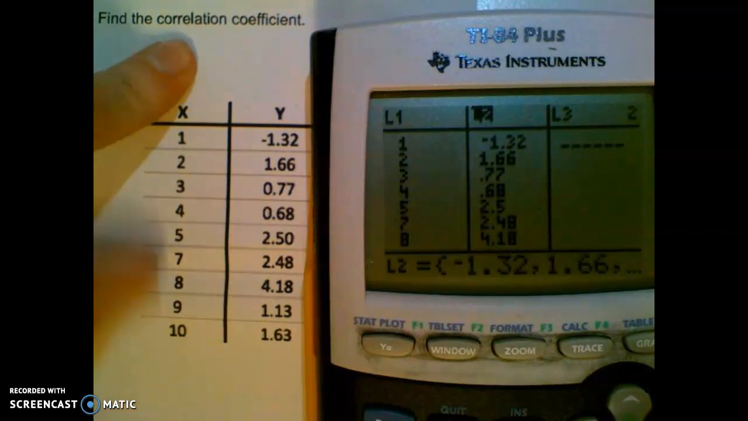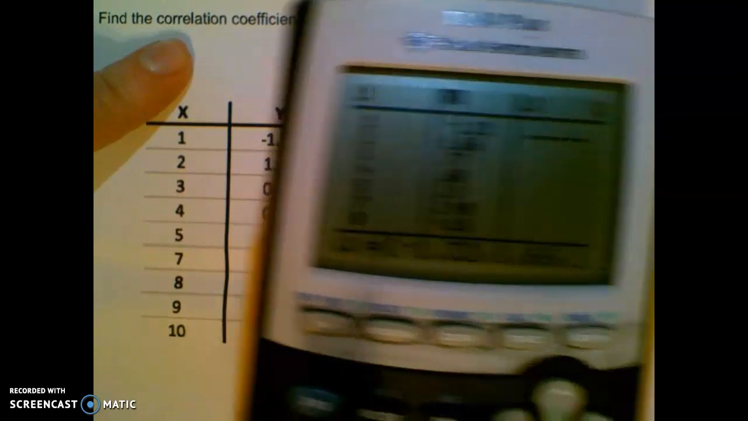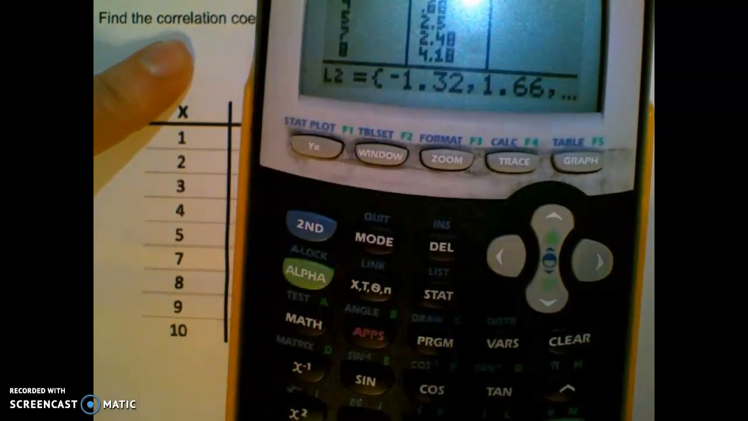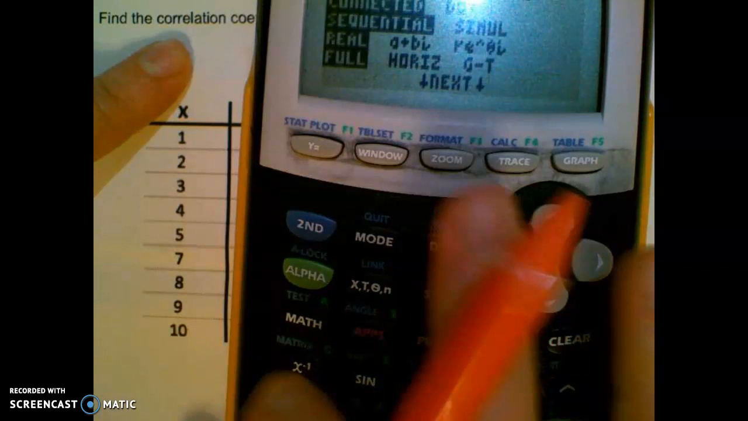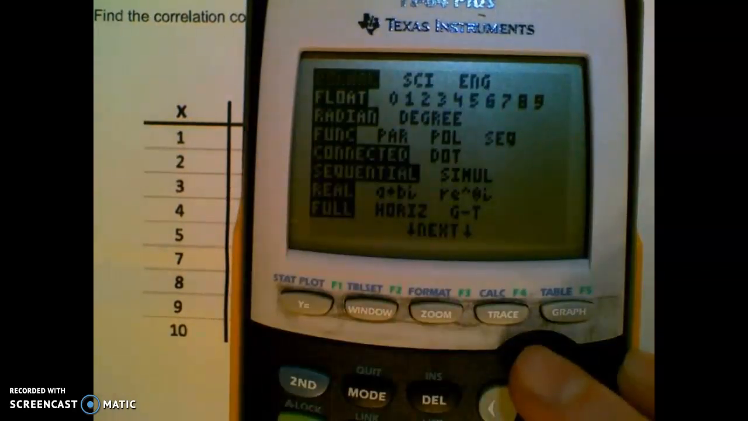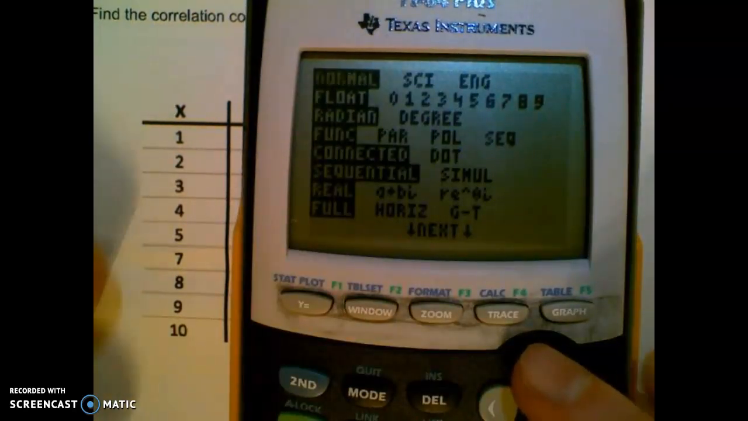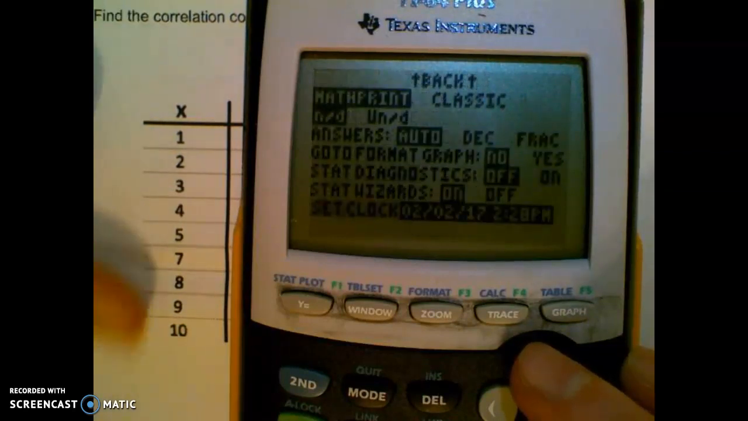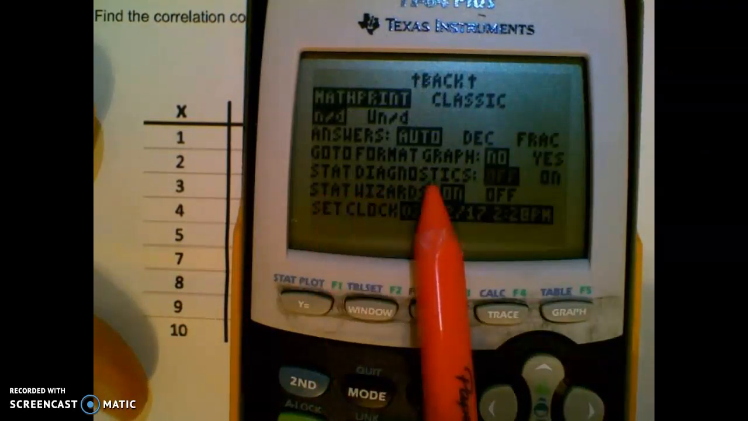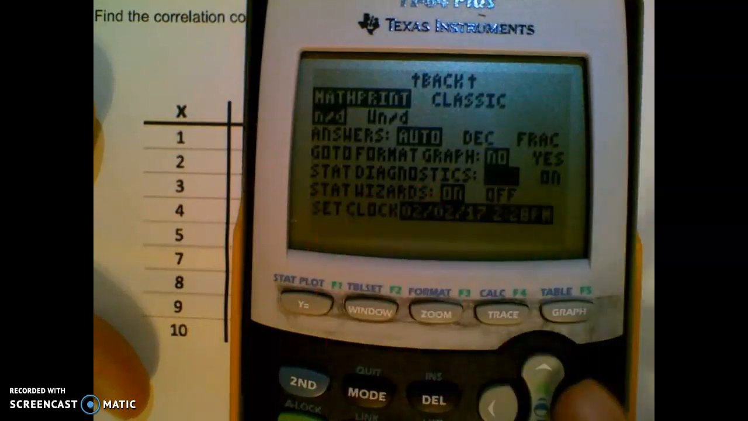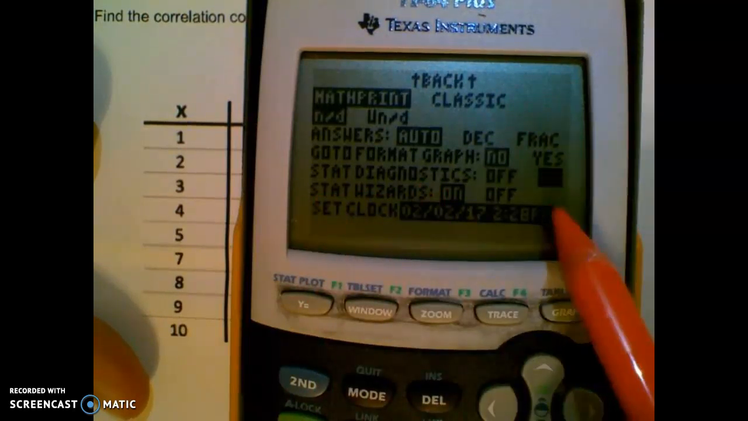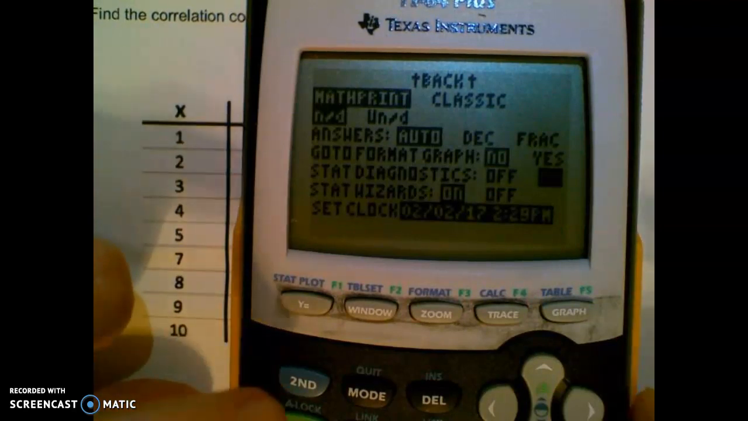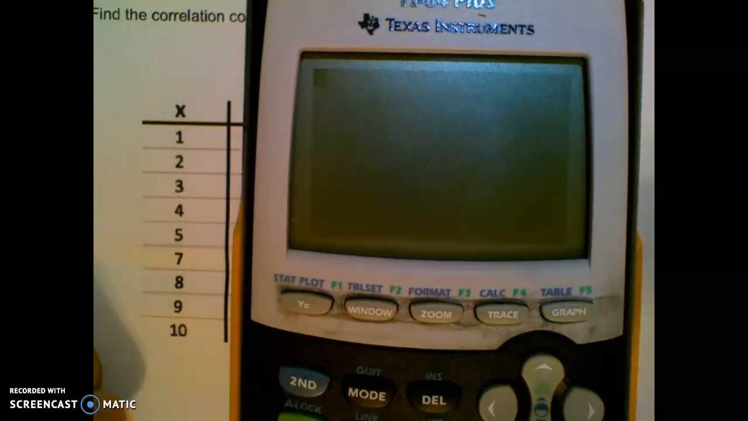I did just say find the correlation coefficient, so you don't actually need to go through linreg or any of that. To find the correlation coefficient, you're going to press the mode key. If you're using the calculator emulator, you should still be able to press the up arrow key until you get to stat diagnostics, and I want to turn that on. So I'm going to press over and press enter to turn that on, and then press second, quit, to get out of there. Then I want to run that linear regression, which will give me the stat diagnostics.